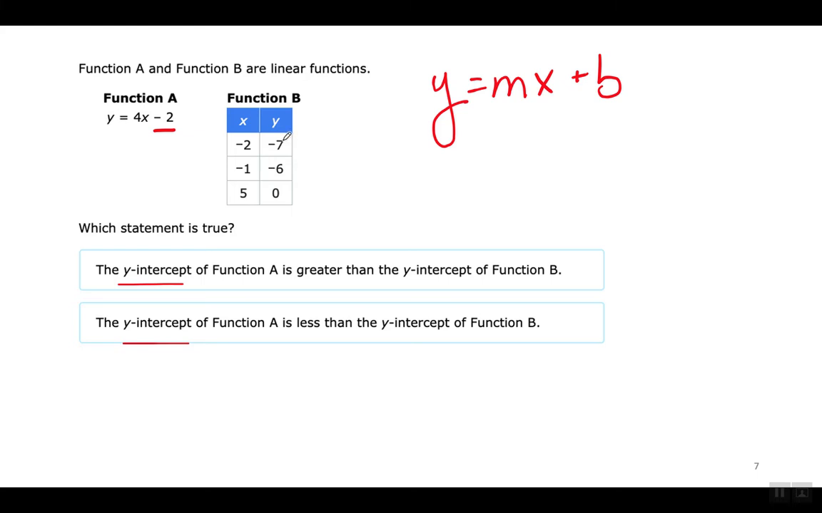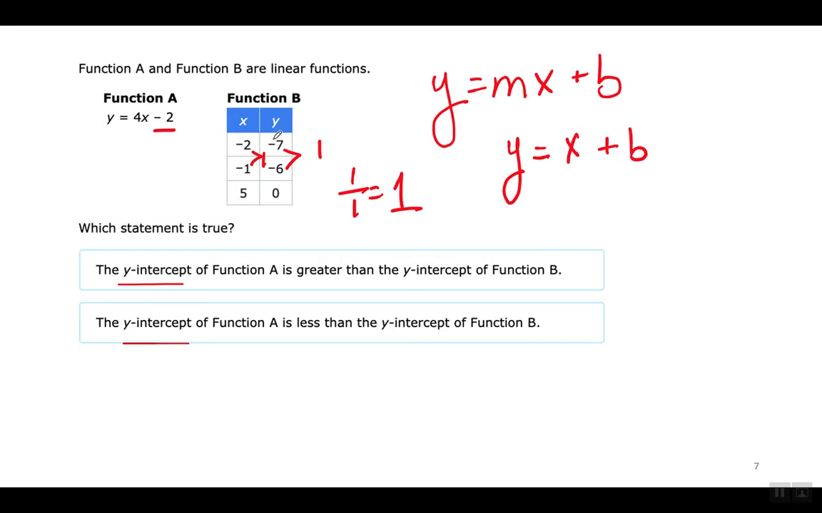So first thing I'm going to do is find the slope. Primero encuentro el slope. This one is really easy, mental math. The difference between -7 and -6 is 1. The difference between -2 and -1 is 1. And 1 over 1 equals 1. So the slope is going to be 1. El slope para función B va a ser positivo 1. And when it's positive 1, you don't write it. Cuando es positivo 1, no se escribe.